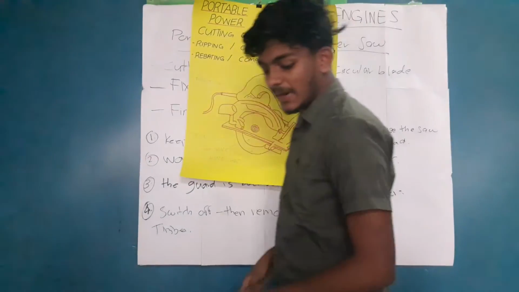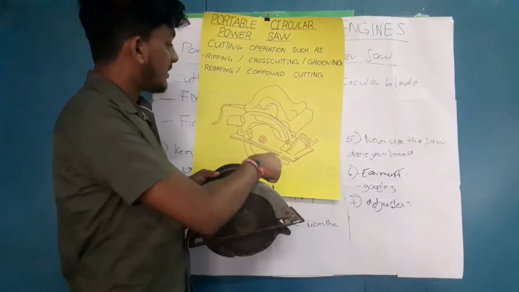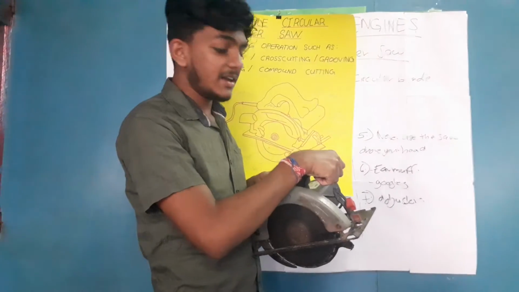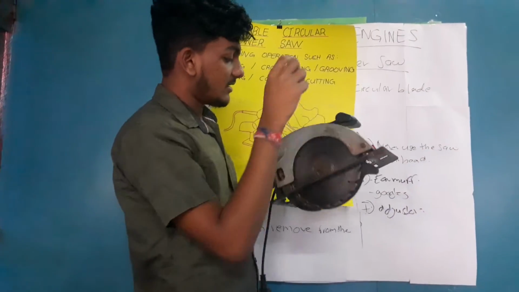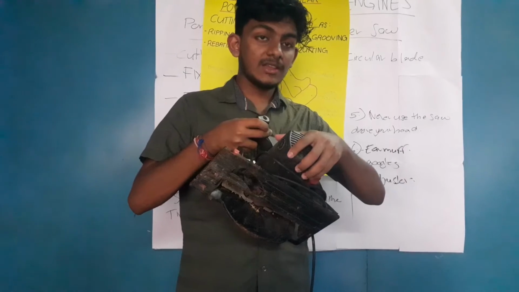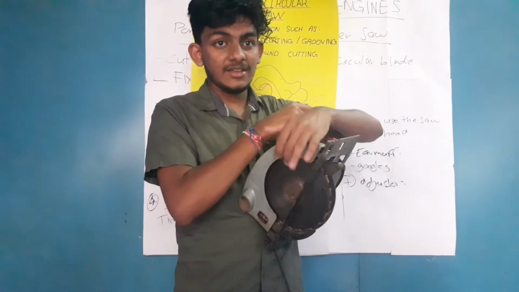Right. For the parts, let's start from the left. Handle, for better gripping. Next, the motor housing. This is where the motor is stored, which provides power to the blade for rotating.